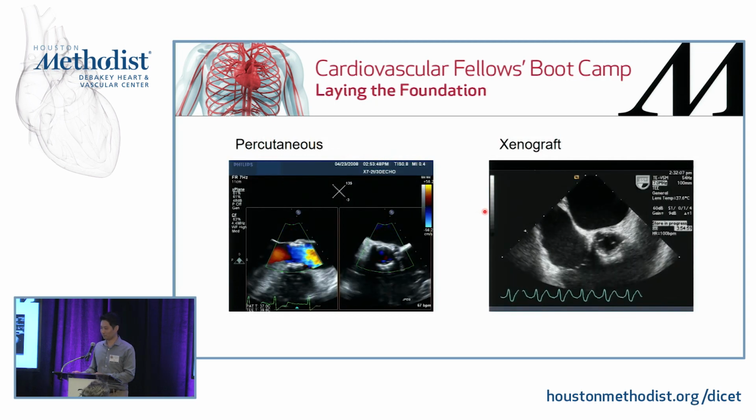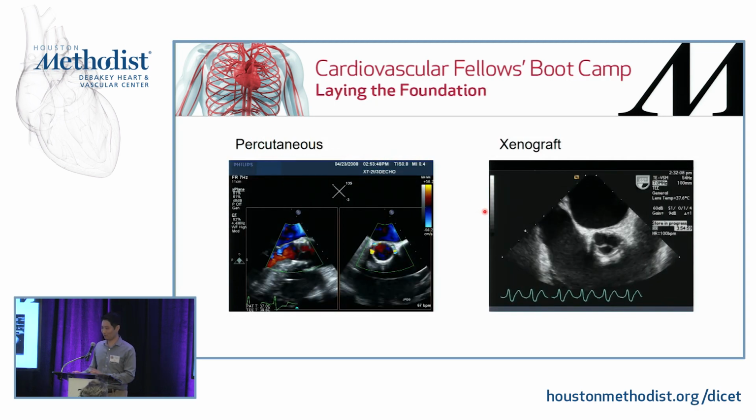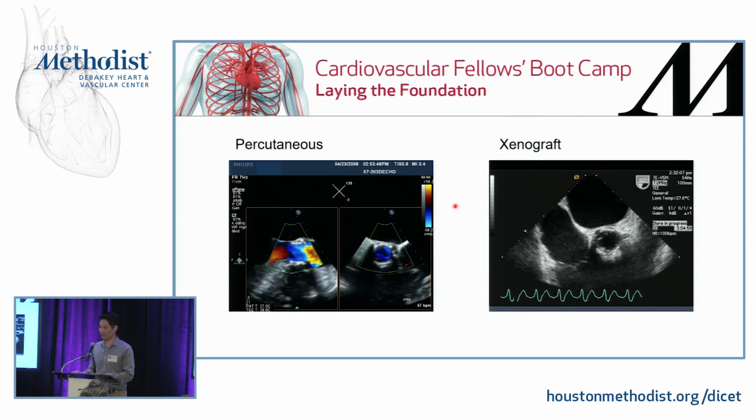Percutaneous valves are somewhat more difficult to image also because they have a metal cage that keeps the valve in place. So that can sometimes cause artifact down here. You can see kind of down here, my images aren't working so great, so you just have to use your imagination. Finally, xenografts or homografts are tissue valves, so these are the easiest to image and they don't cause a lot of artifact.